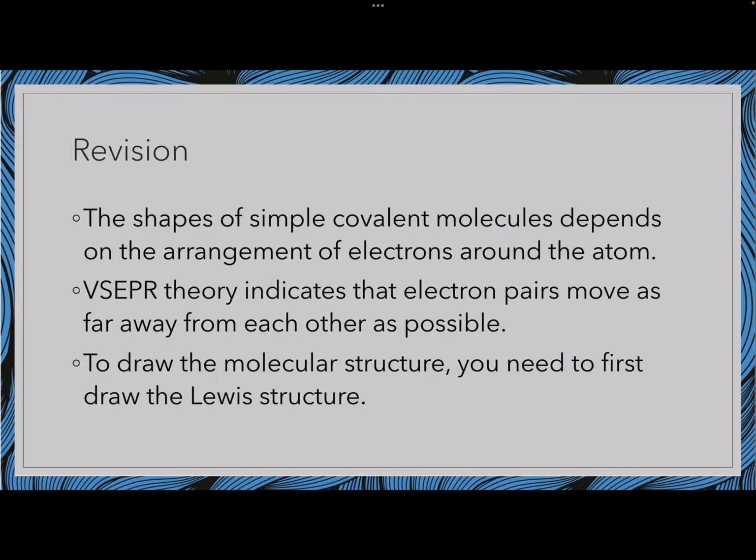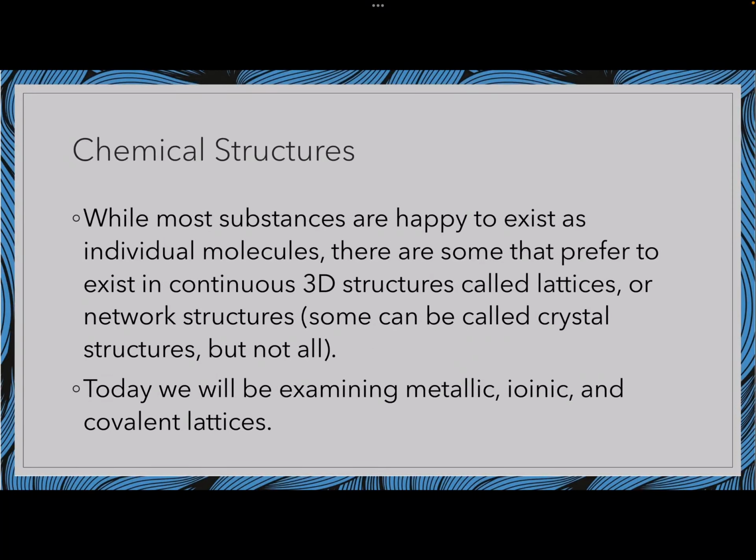So let's have a look at what we're doing today. So chemical networks. While most substances are happy to exist as individual molecules, there are some that prefer to exist in continuous 3D structures called lattices or network structures. Some can be called crystal lattice structures, but not all of them. So today we'll be examining metallic, ionic, and covalent lattices.